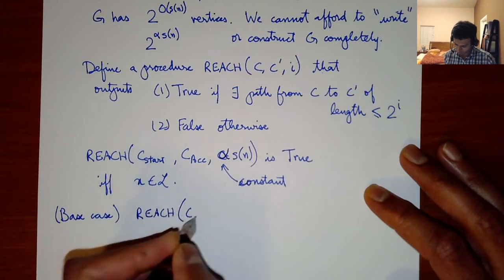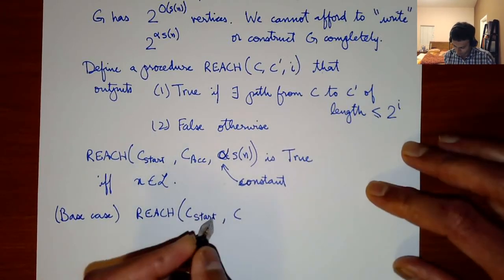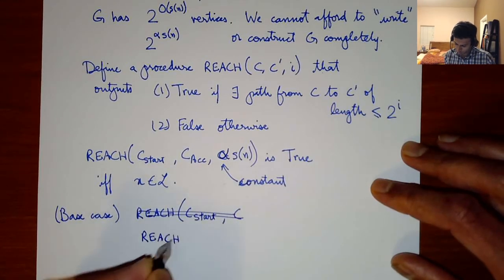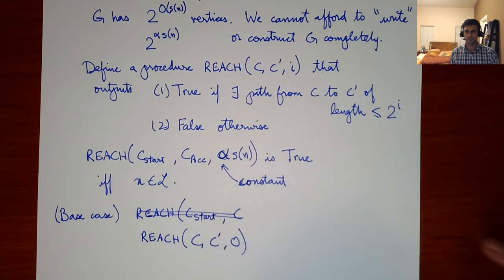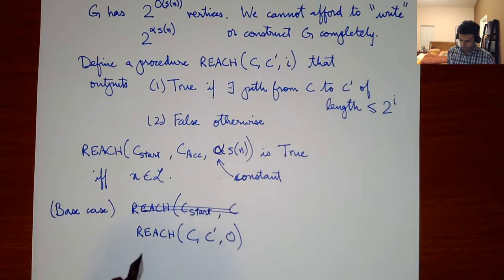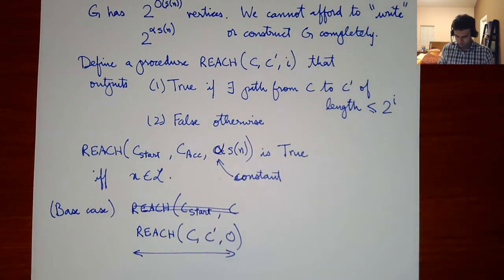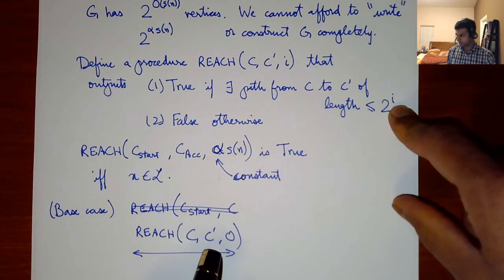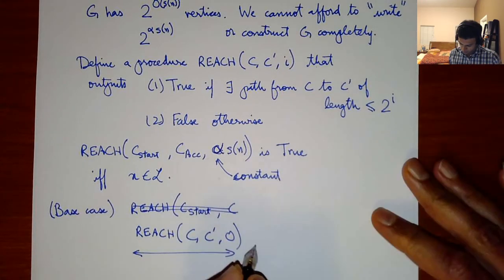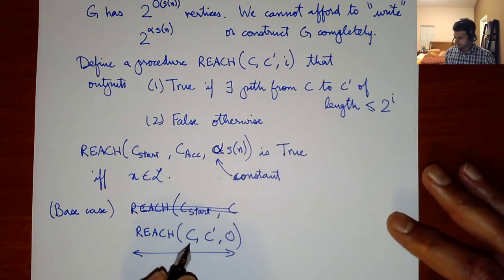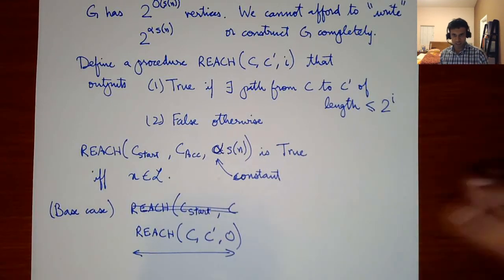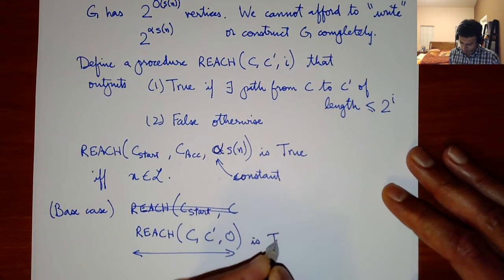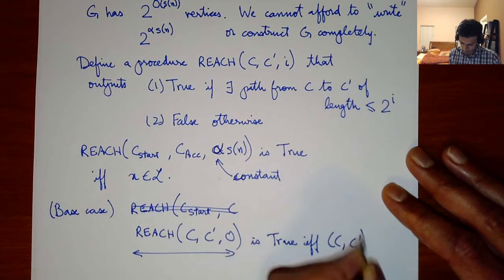So reach C, C start, I'm sorry. What about reach C, C prime, 0? What does this procedure mean? When is this true? Well, that's if the start state is the same as the accepting state, right? So this is not the start. These are just two arbitrary states. Its length is less than or equal to 2 to the power of 0. Oh, right. In this case, not accepting, but just two arbitrary states. So C and C prime are just arbitrary states. So this is true if and only if C prime is an edge.